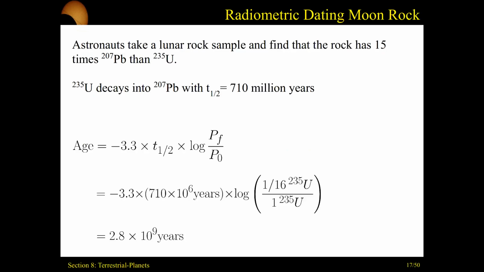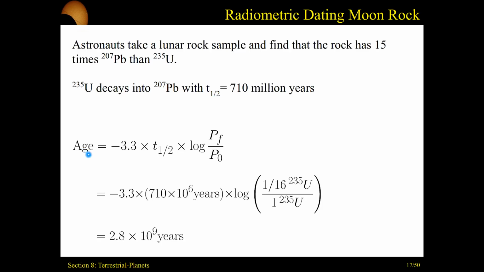Taking this into action, let's look at a lunar rock. Let's say we have a lunar rock and we show that it has 15 times more lead-207 than uranium-235. Now, through studies here on Earth, we know that uranium-235 will decay into lead-207 with a half-life of 710 million years. So with that, how old is this lunar rock?